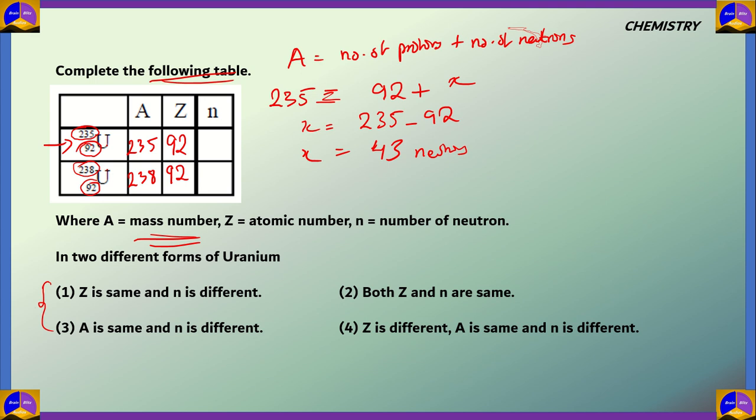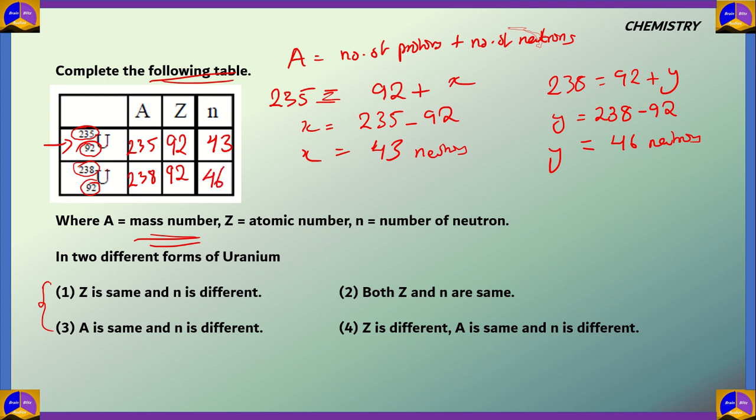In the next one, we have 238 is equal to 92 plus, let the number of neutrons in here be Y. So Y is equal to 238 minus 92, which will be equal to 146 neutrons. So N for the first one will be 143, and N for the second one would be 146.